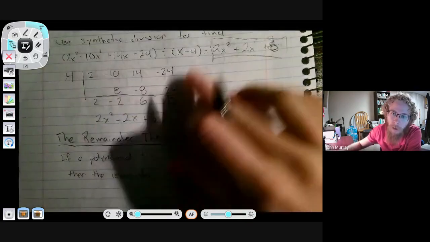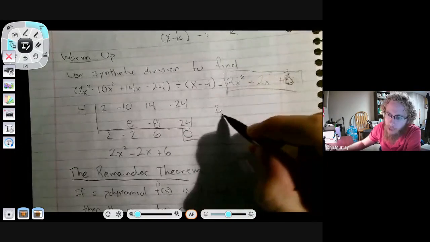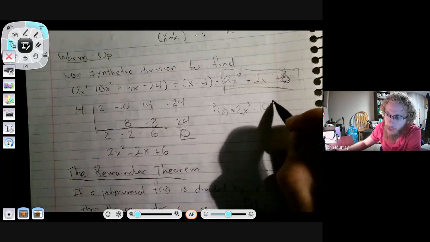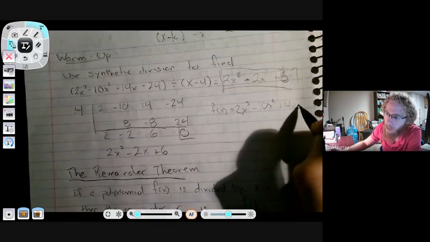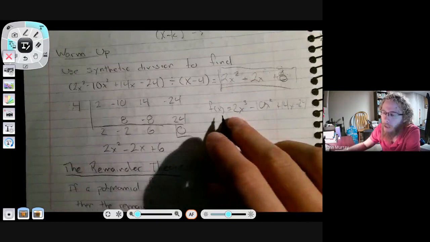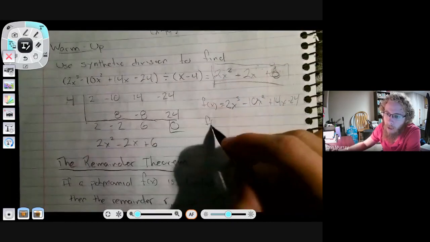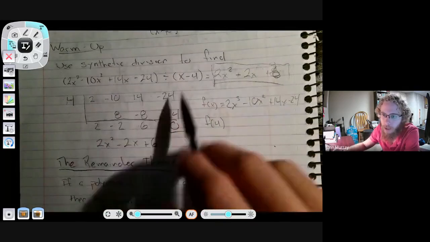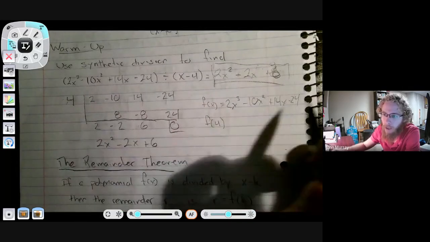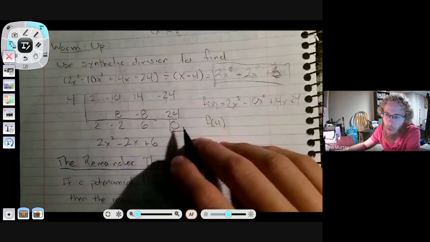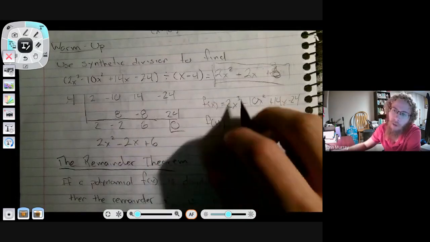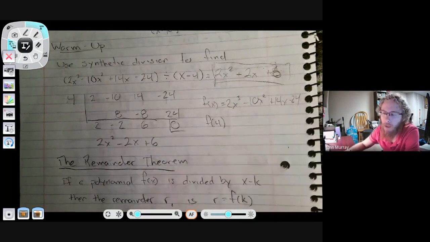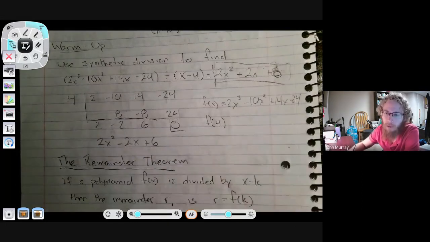So going back to this, okay, if my f of x was the function at the beginning, okay, so 2x to the third minus 10x squared plus 14x minus 24, right? If I want to find f of 4, if I plug in 4, okay, I can just do this, right? If I just plugged in 4 here and, maybe I didn't have a calculator on me, that'd be a lot of work. I'd have to do 4 to the third times 2, right? 4 squared times 10, 4 times 14 minus 24, okay? That can be a lot.